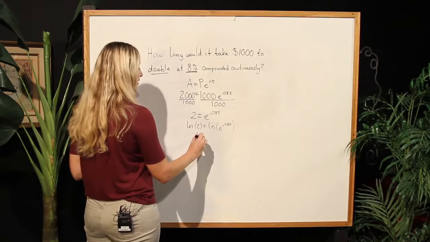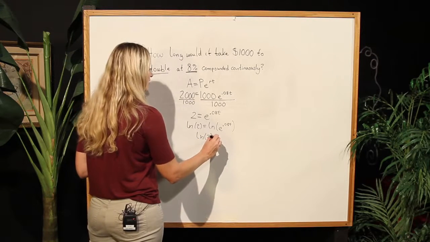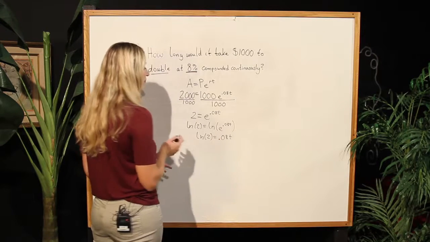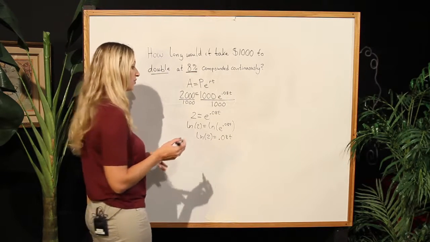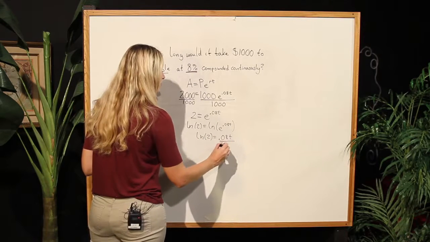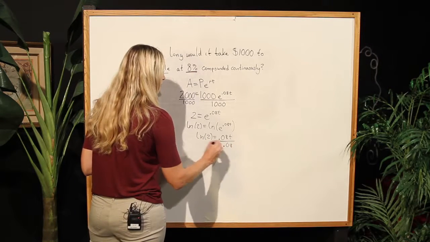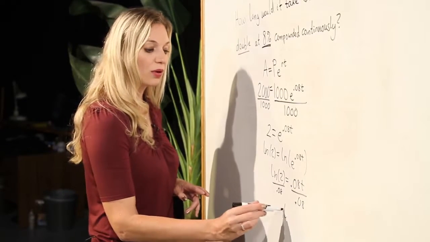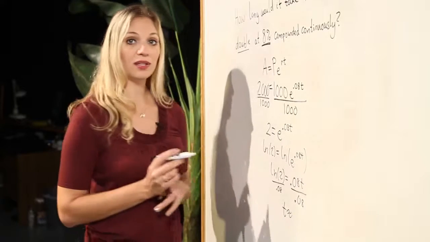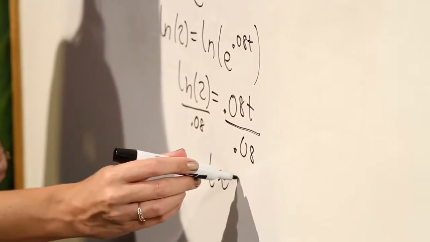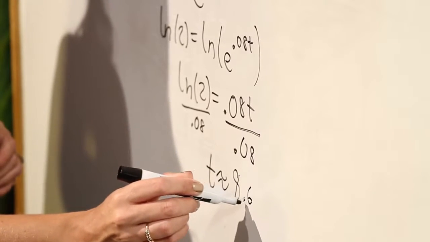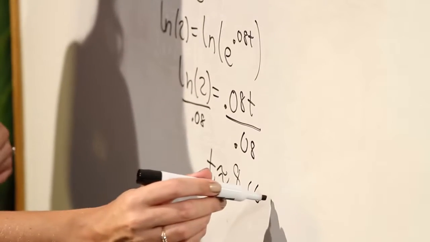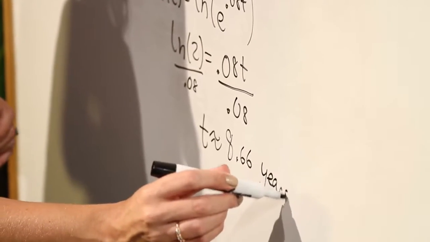Thus, I will now have that the natural log of 2 is equal to 0.08t. My last step now to solve for t is to divide both sides of the equation through by 0.08. Thus, in doing so, we will get that t is approximately equal to 8.66. Time for this type of equation will always be in years.